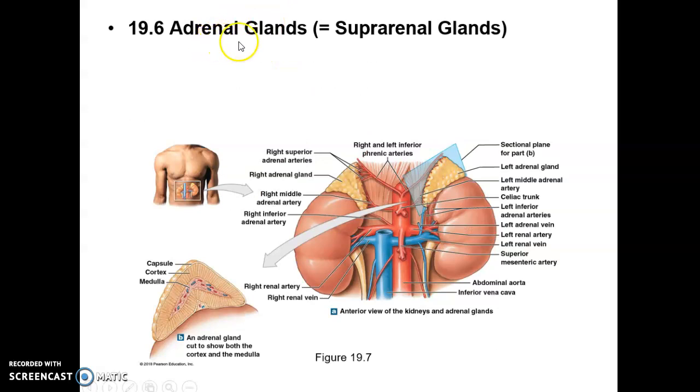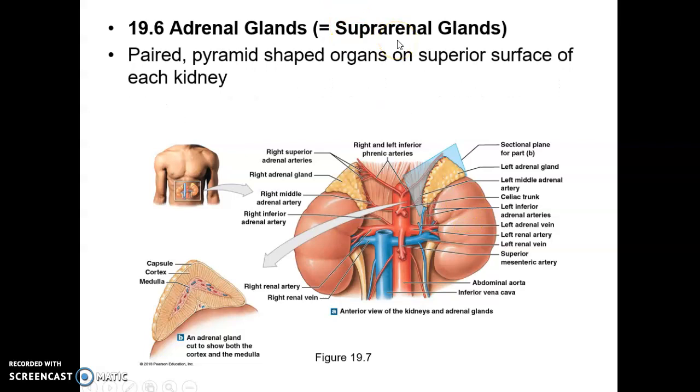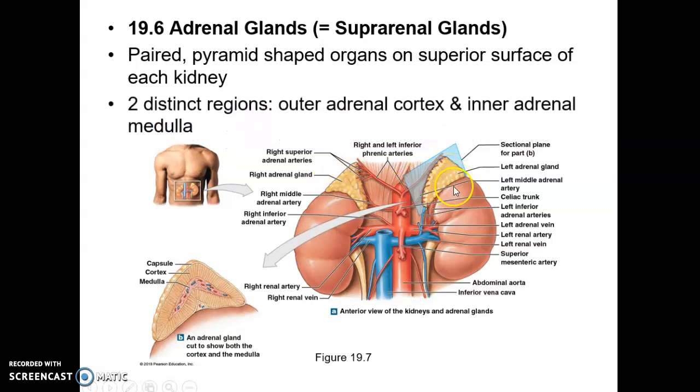All right, let's get to the adrenal glands now. Suprarenal, meaning above, superior to the kidneys. Renal means kidney. We talked about this a little bit in the autonomic nervous system chapter. So paired little pyramid-shaped organs above each kidney. Two distinct regions.